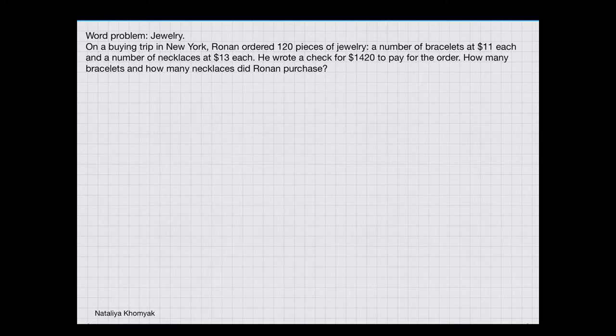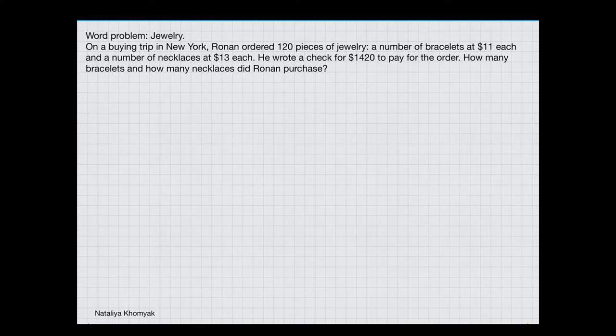On a buying trip in New York, Ronan ordered 120 pieces of jewelry, a number of bracelets at $11 each, and a number of necklaces at $13 each. He wrote a check for $1,420 to pay for the order. How many bracelets and how many necklaces did Ronan purchase?